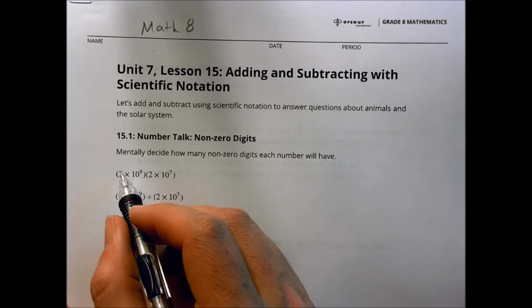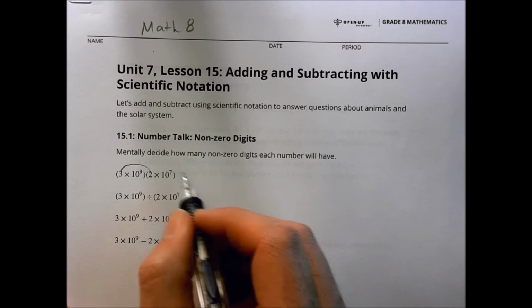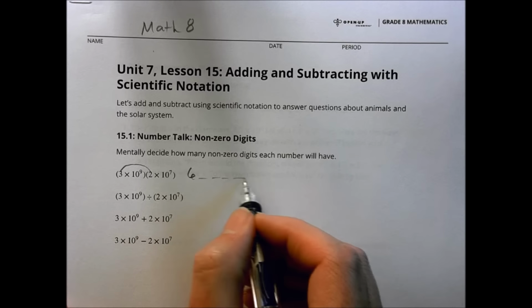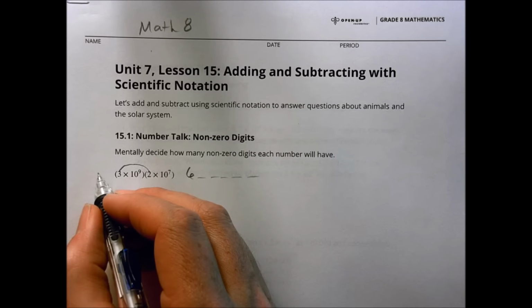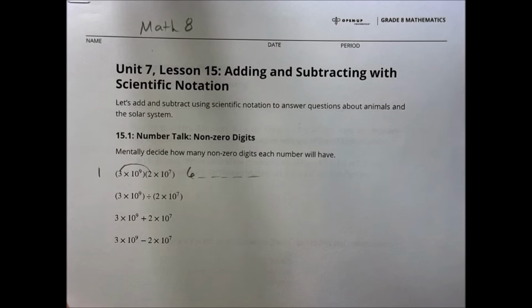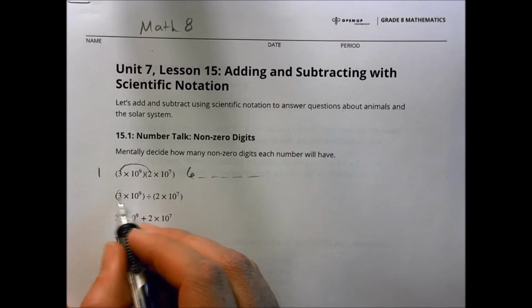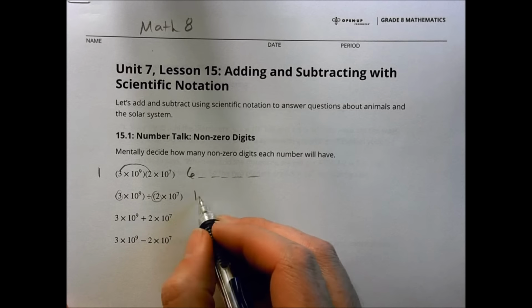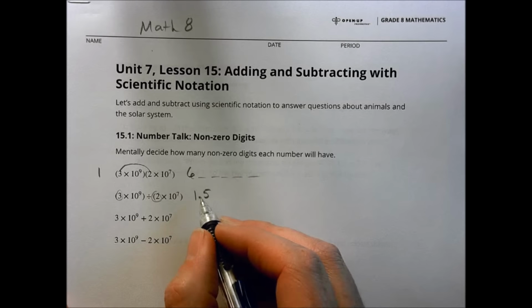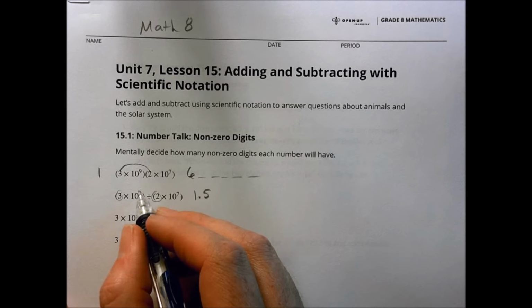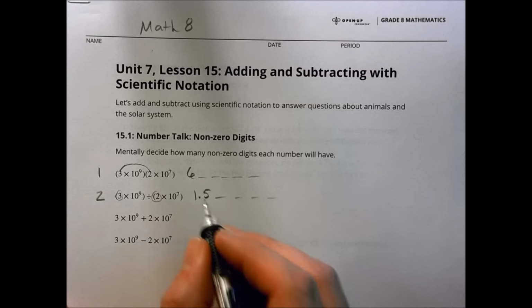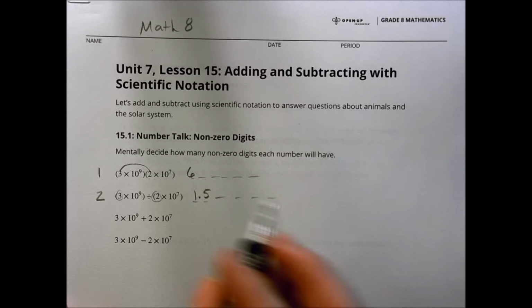So if I think about it, I have a 3 times 2, which gives me a 6. Everything else after that's going to be a bunch of zeros, right? So in this case, I'm probably only going to have one non-zero digit in that problem. Okay? For this one, I have a 3 divided by 2. 3 divided by 2 gives me 1.5 at least. No matter what happens to this other stuff here, I'm going to have a bunch of zeros after that. I'm going to end up with only 2 non-zero digits.